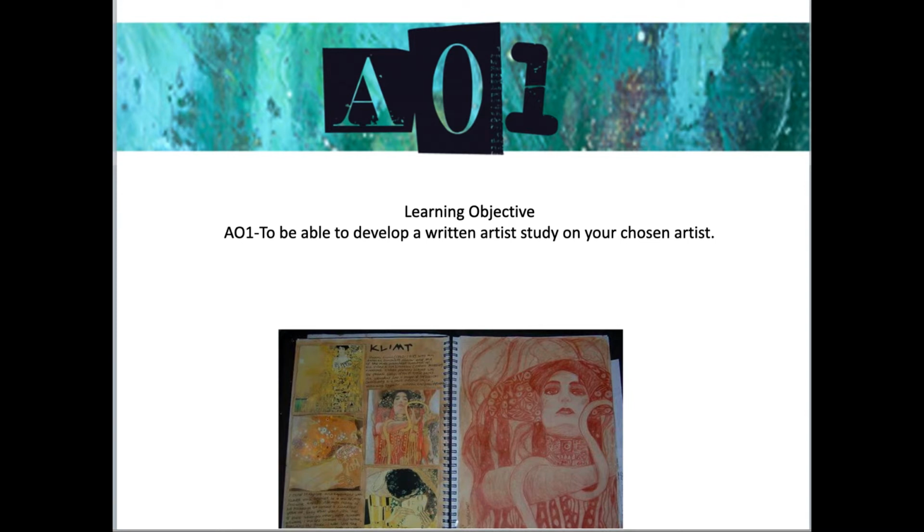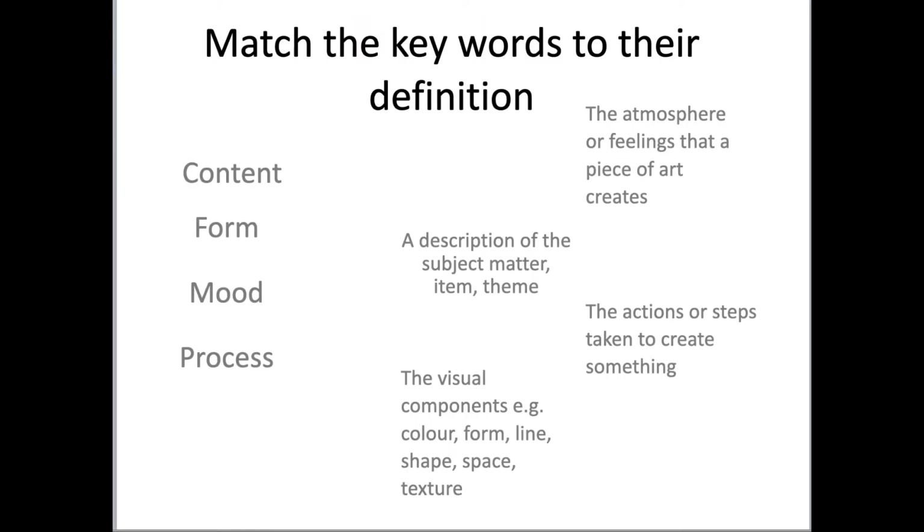So over the next couple of weeks we're going to be looking at the different assessment objectives that you are required to meet in order to successfully pass your GCSE art coursework. The first one is assessment objective 1, to be able to develop a written artist study on your chosen artist. So you will be required to look at different elements of the paintings or sculptures of the artwork.